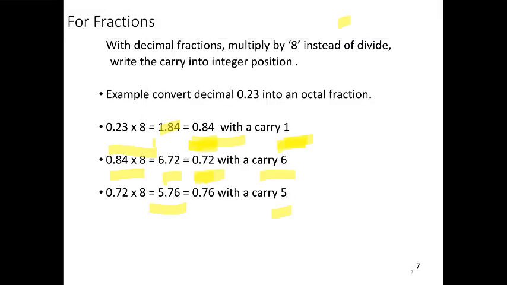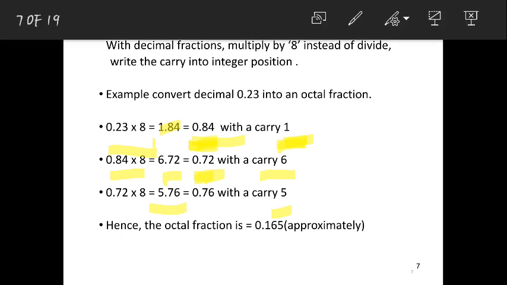So when you multiply again, you will get a carry value. You can keep doing that until you get repeated numbers. Like I said, the repeated numbers here are 0.84, 0.72, 0.76. After certain values, you keep getting the same values. For example, this was 1.84, 6.72, 5.76. For a few decimal numbers you keep getting repeated values; for others you won't get them.